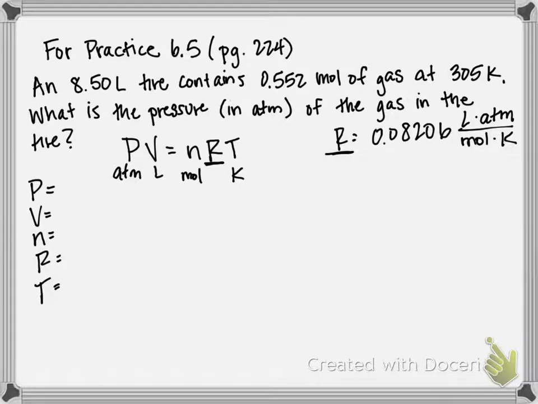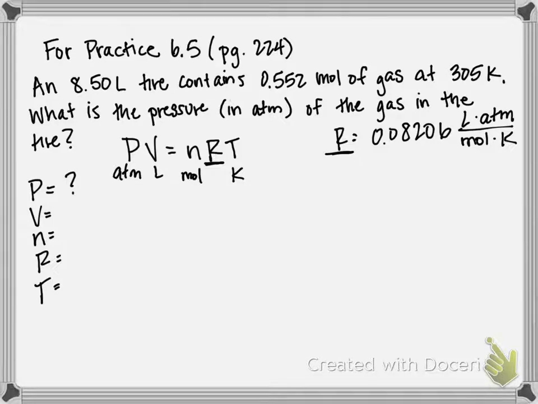So for this problem, we're going to be using the ideal gas law, PV equals nRT. The problem states an 8.5 liter tire contains 0.552 moles of gas at a temperature of 305 Kelvin. What is the pressure of the gas in the tire? So we're looking for pressure.